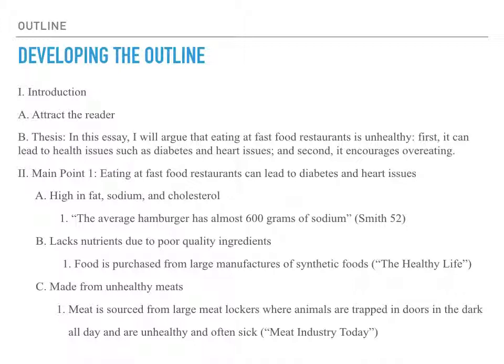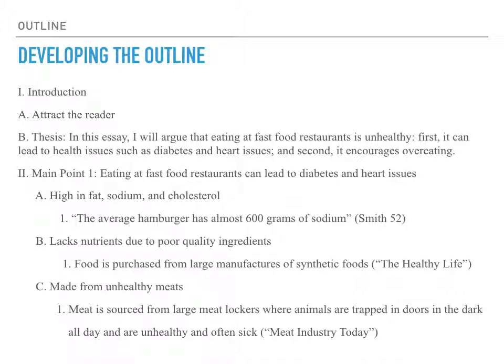Now in this outline that I'm going to show you, I've only developed my first point, just because of room and space. But it's going to look like this. I'm going to begin with my second Roman numeral, and I'm going to write main point 1. The first point I'm going to make in this paper is the first point in my thesis statement: eating at fast food restaurants can lead to diabetes and heart issues. So what's laid out in my thesis statement is now being reflected in the main points of my paper.